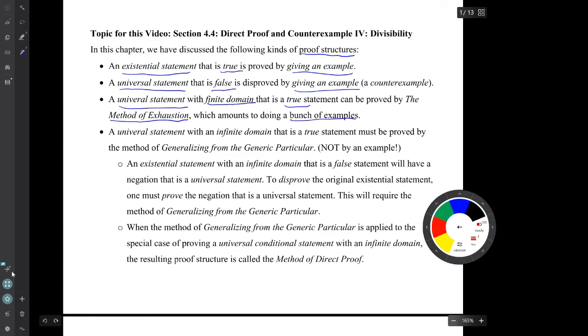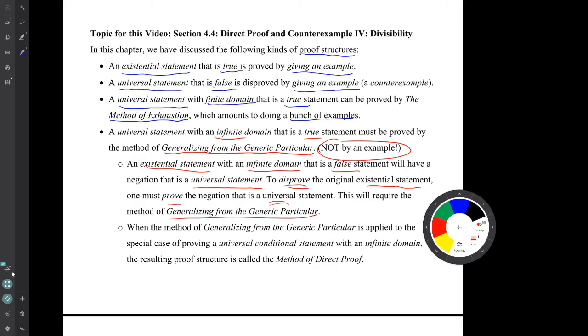But universal statements with an infinite domain that are true have to be proven by the harder method of generalizing from the generic particular, that is, not by an example. And an existential statement that has an infinite domain and that is false will have a negation that's a universal statement. So if you are going to disprove the original existential statement, that means that you have to prove the negation that's a universal statement. And so that will require the method of generalizing from the generic particular.